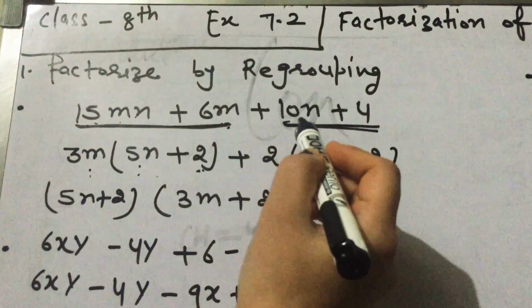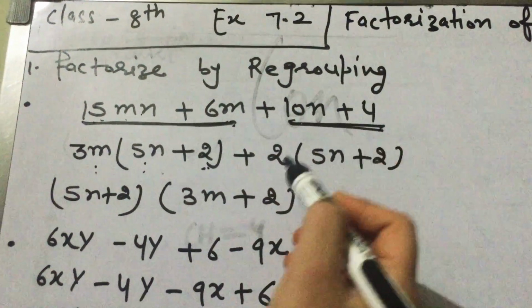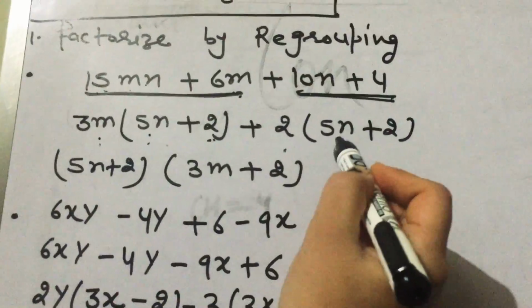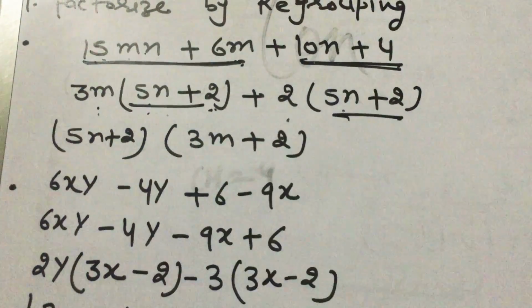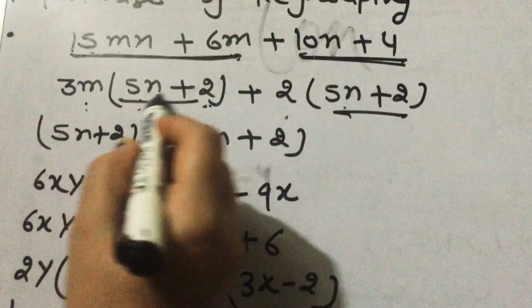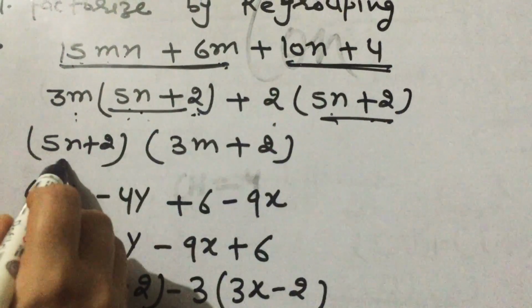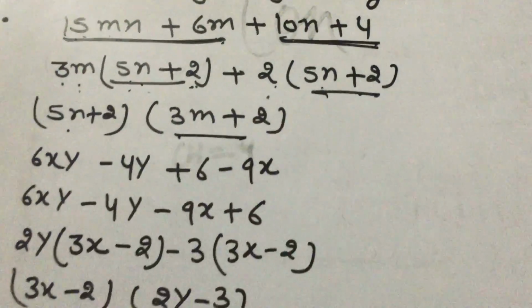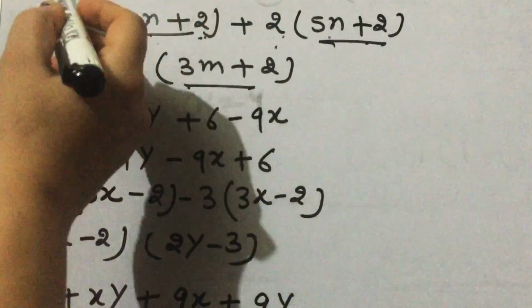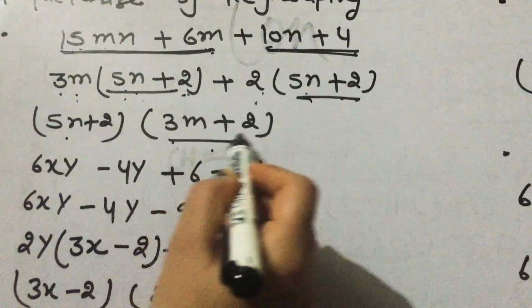Plus, what is common between 10n and 4? 2 is common. What is left here? 5n plus 2. In the bracket, the same term will be here, 5n plus 2. So 5n plus 2 is common, and in the next bracket 3m plus 2. So we have factorized this statement: 5n plus 2 and 3m plus 2.